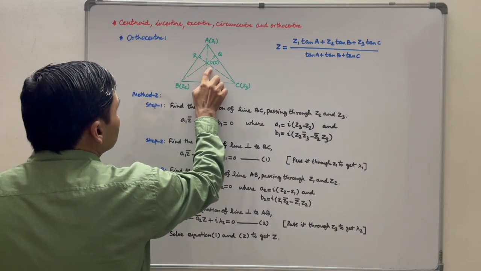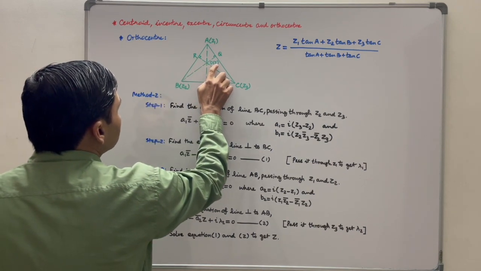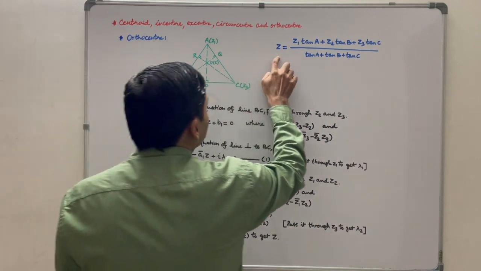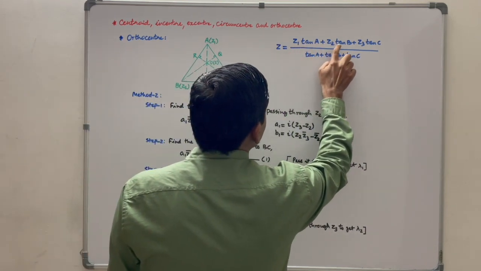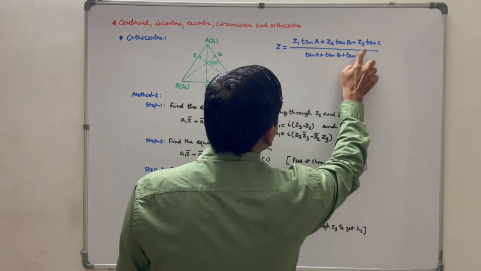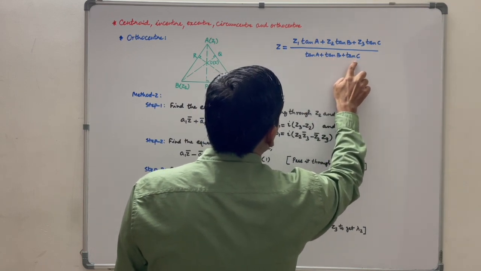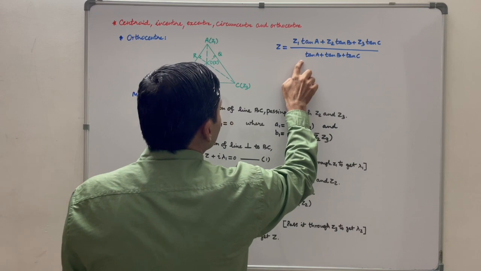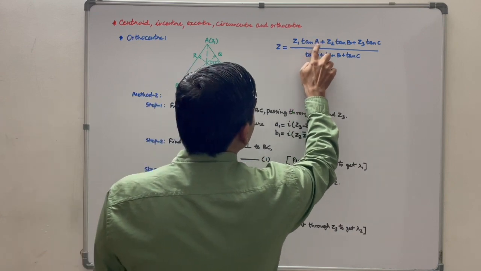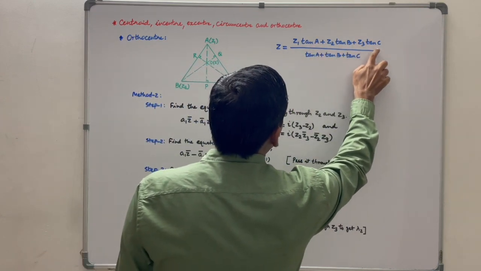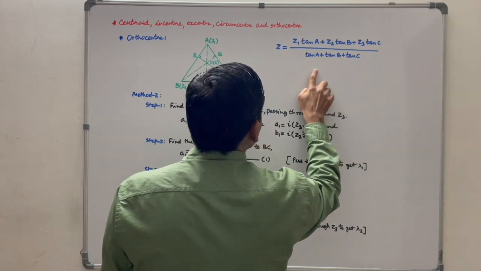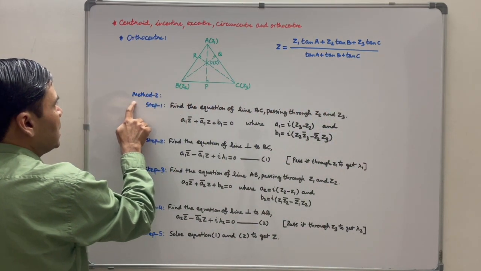Suppose O is represented by complex number Z. Then Z is equal to (Z1 tan A plus Z2 tan B plus Z3 tan C) upon (tan A plus tan B plus tan C). This formula is useful only if angles A, B and C are also given. Otherwise, you need to follow an alternate method.